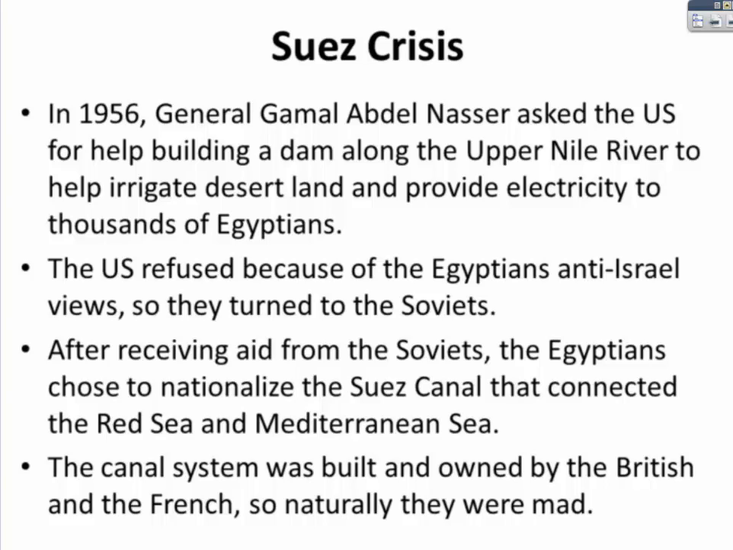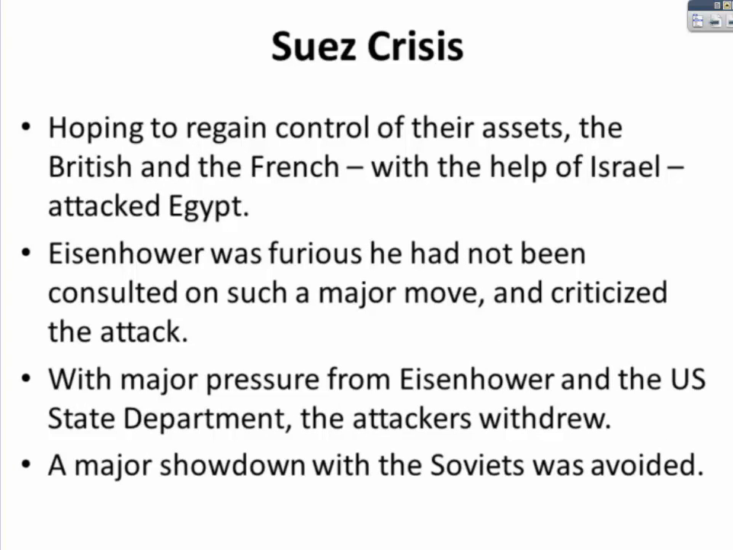Now, this canal system had originally been built and owned by the British and French, so naturally they're pretty mad when this happens. Hoping to regain control, the British and the French, with the help of Israel, attack Egypt.